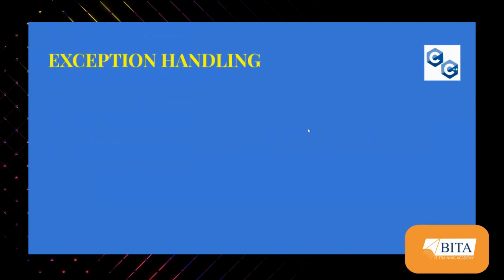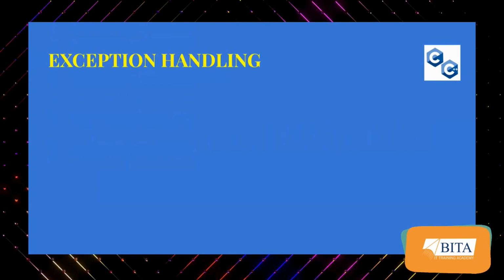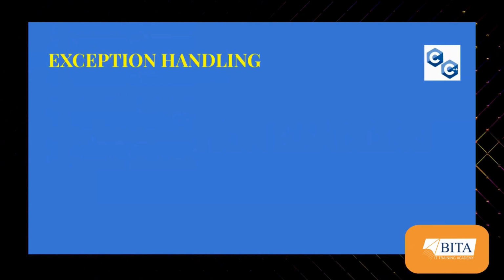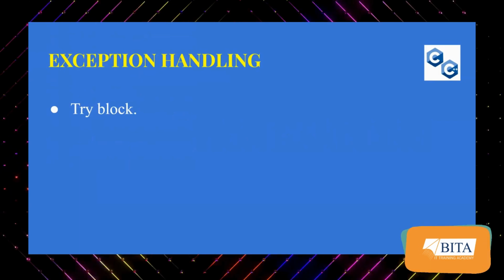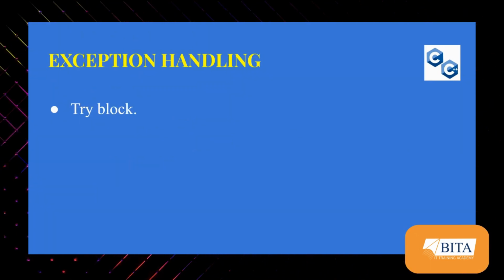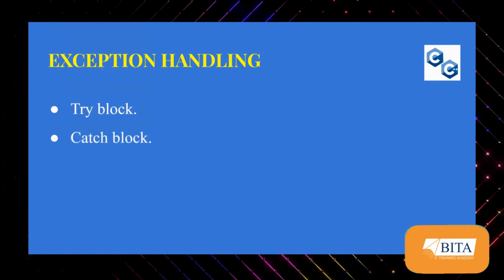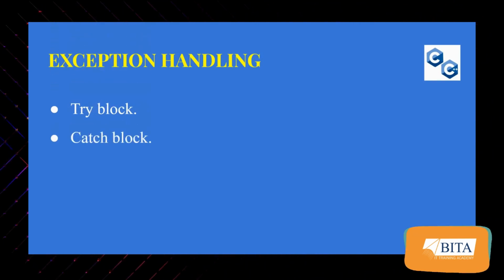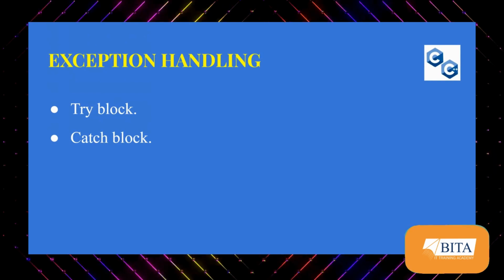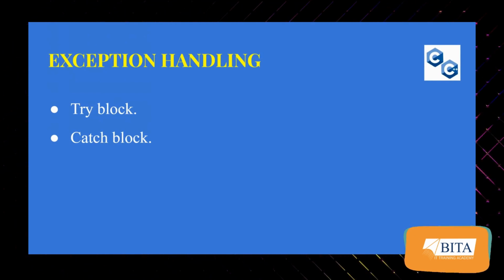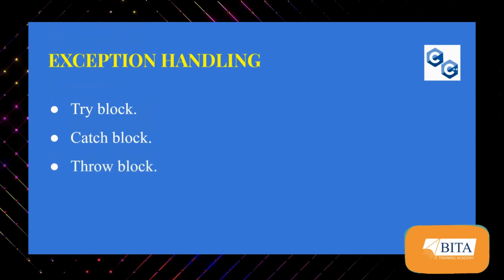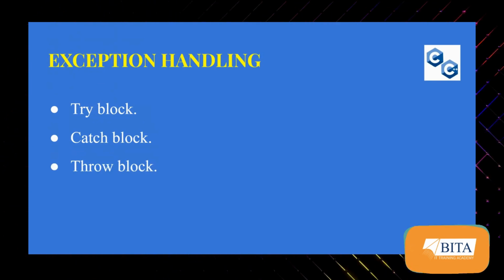We have three specialized keywords which are used for exception handling. The first one is the try block. The try represents a block of code that throws the exception. Next is the catch block. The catch represents a block of code that is executed when a particular exception is thrown. Throw is used to throw an exception but doesn't handle it itself.